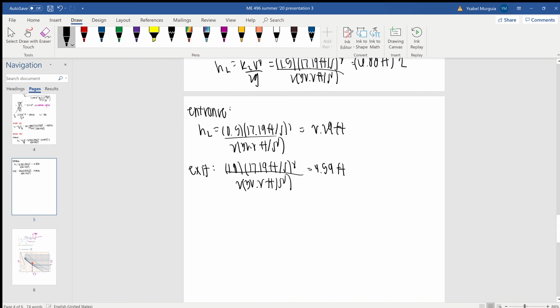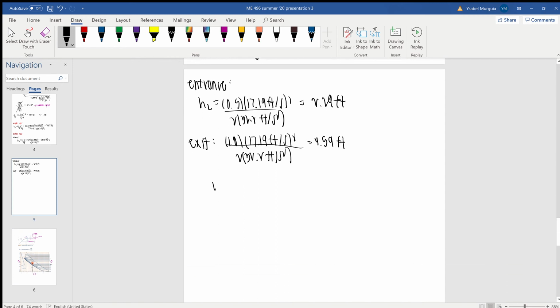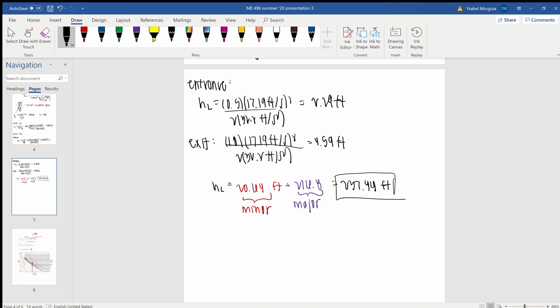Okay, so summing all of my losses, I will get that my total head loss is equal to my minor losses, which are going to add to 20.64 feet. This is my minor, plus in purple here 216.8. This is my major loss. So my total head loss is going to be a whopping 237.44 feet due to all 4 components and due to the friction in the pipe. Okay, so this is going to be used in the following equation.